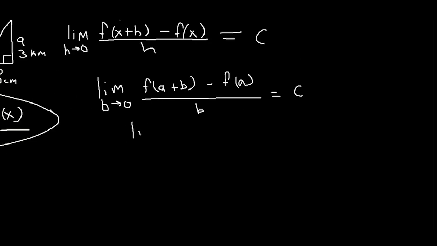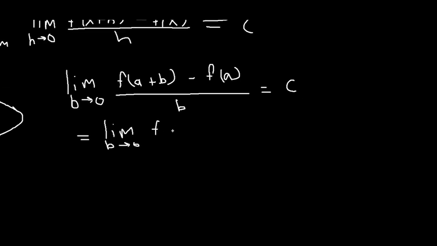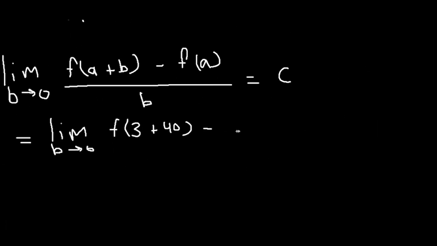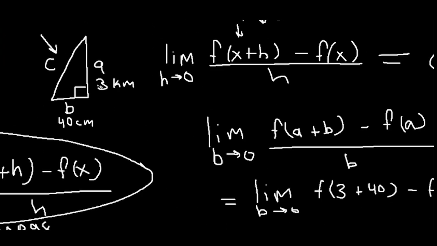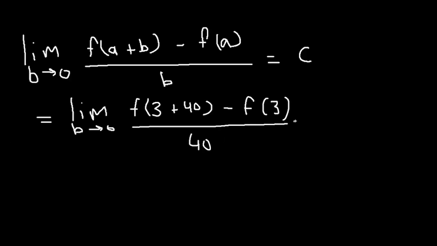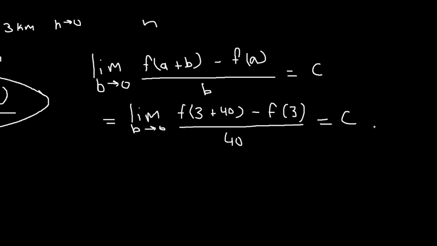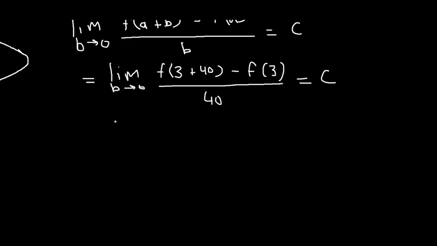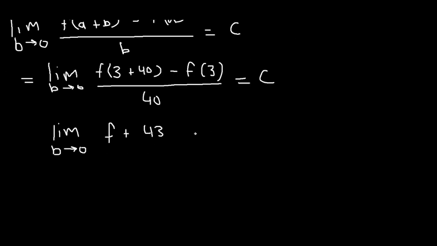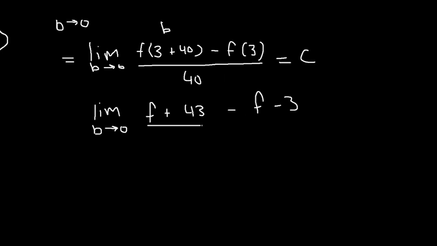So you do the limit, aka triangle, you're calculating a triangle, f of 3 and 40 minus f of 3 all over 40, and this will give you side C, hypotenuse of the triangle. So after having done all that, you have 1 or 2 more steps left. You're going to do this. F of 3 plus 40, 43. So F of 43 minus F of 3, all over 40 equals C.